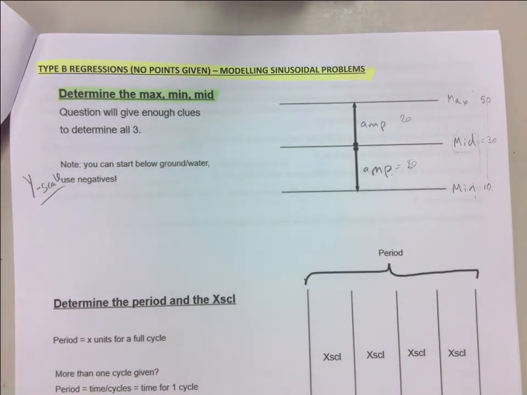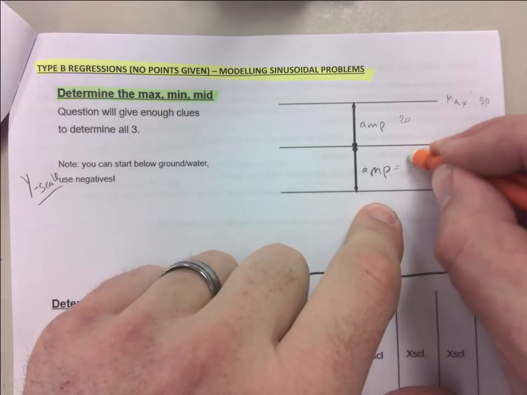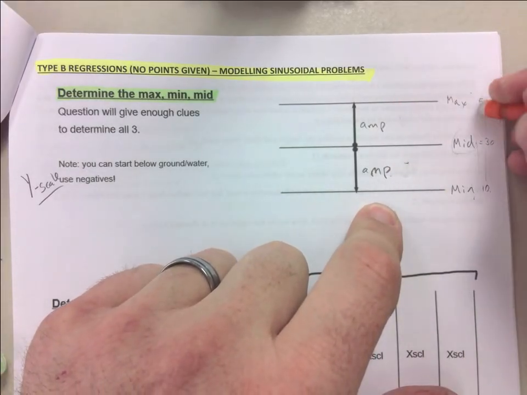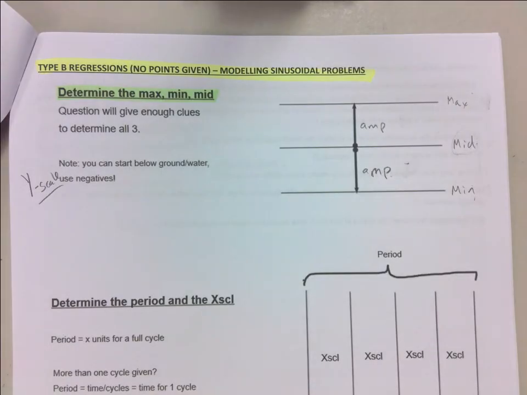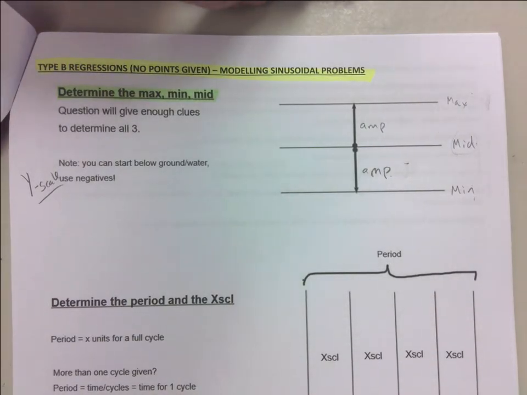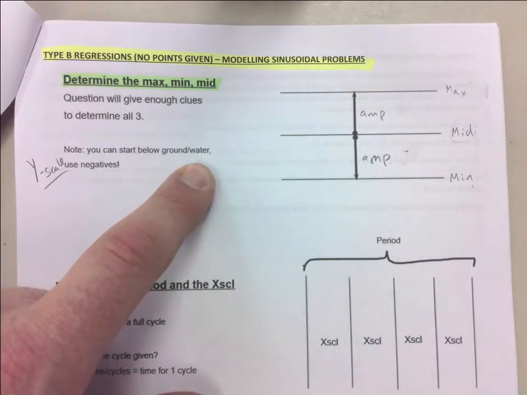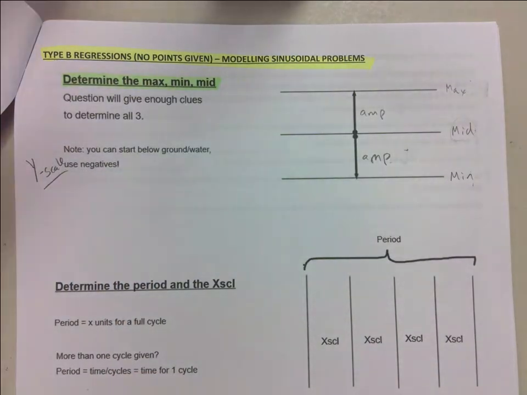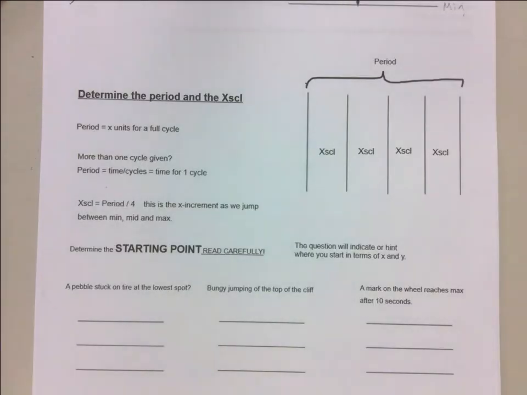What I mean by that is, figure out where that sine wave is going to go up and down, in terms of your y variables. In my opinion, this is probably step number 1. I'm going to erase all the numbers that I put in there because we're going to do examples where that's going to come up. I just wanted you to prepare yourselves for it, okay? Next. What did I say here? Note, you can start below ground or water. Use negatives. I think that's not a surprise. Okay, let's keep going. Next is going to be figuring out the Xscl.